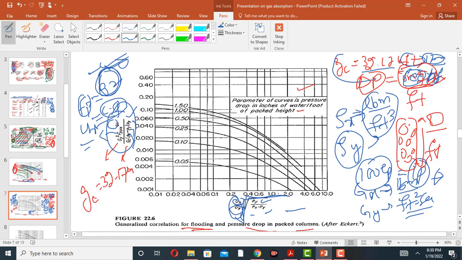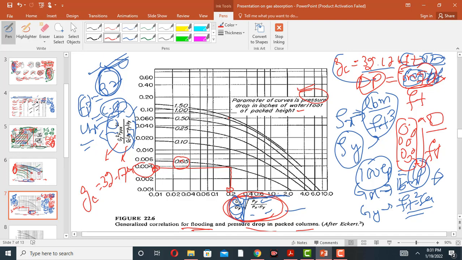So for various values, for example, we can obtain the value of this. If the x-axis value is 0.2 and the pressure drop is 0.5, then the value of the y-axis can be obtained from this graph. This is about 0.004.